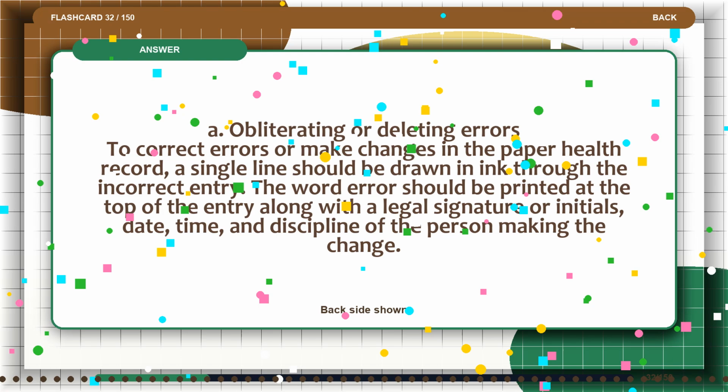The answer is A. obliterating or deleting errors. To correct errors or make changes in the paper health record, a single line should be drawn in ink through the incorrect entry. The word error should be printed at the top of the entry along with a legal signature or initials, date, time, and discipline of the person making the change.